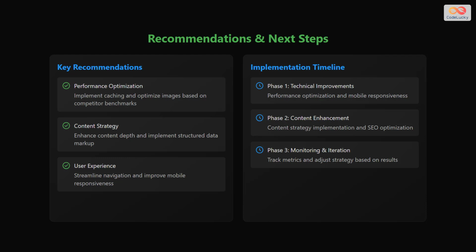Here is an implementation timeline for these steps. In Phase 1, focus on technical improvements such as performance optimization and mobile responsiveness. In Phase 2, concentrate on content enhancement and search engine optimization. And finally, in Phase 3, monitor the website by tracking metrics and adjusting your strategy based on the results.